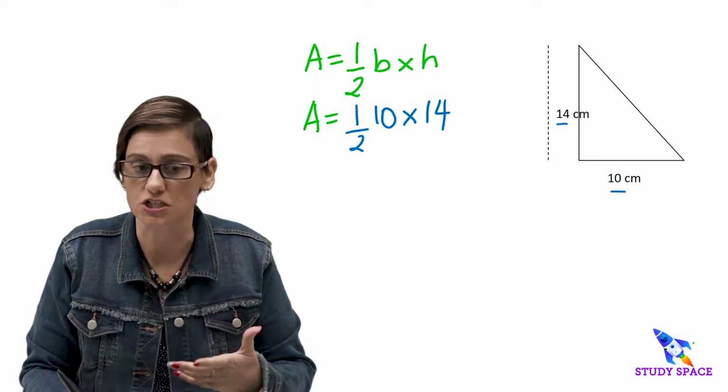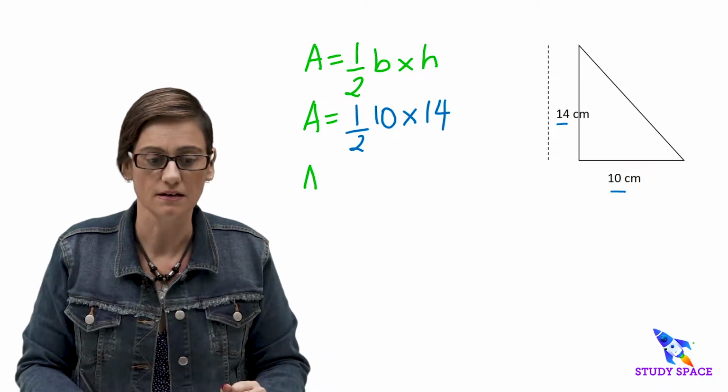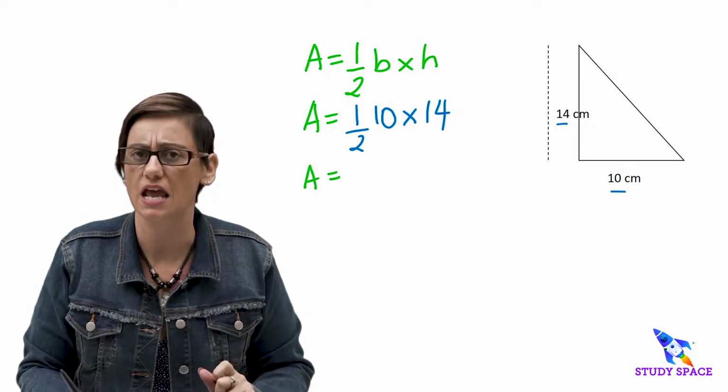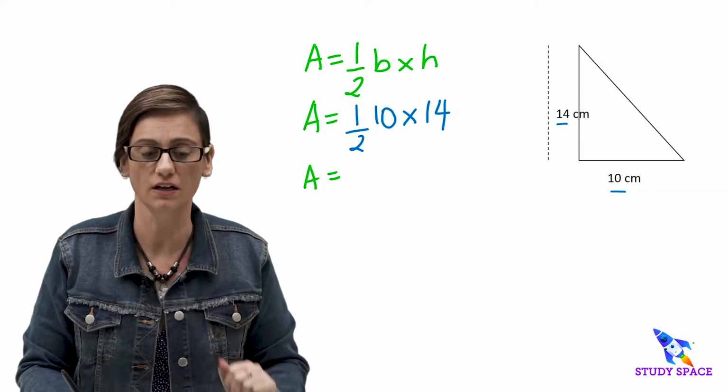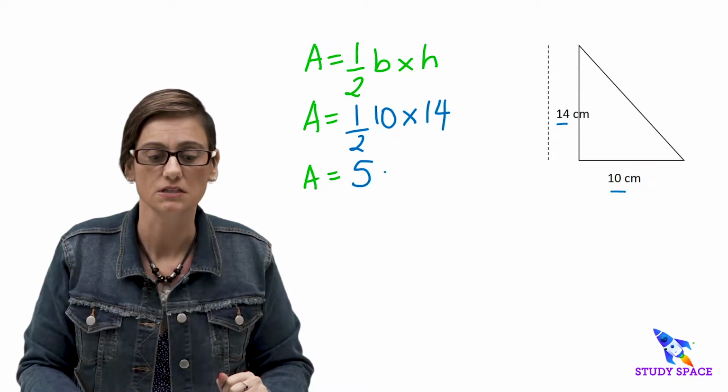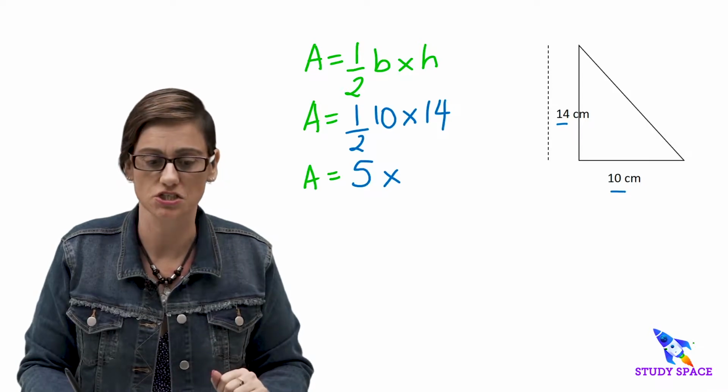So let's do some calculations now. So area equals half of 10. Half of 10 is 5, times our 14, because that doesn't change.